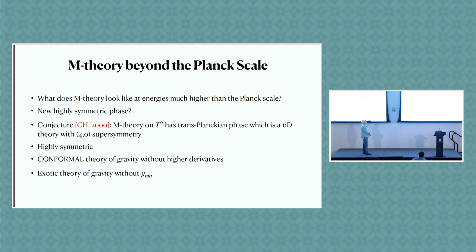So I want to look at a slightly different place, which is related to some work I did some time ago, looking at M theory compactified on the 6 torus, and the conjecture that at ultra high energies it gives rise to a 6-dimensional theory which has (4,0) supersymmetry, which is highly supersymmetric, in particular would give a conformal theory of gravity without higher derivatives, and would give an exotic theory of gravity not based on a fundamental metric.